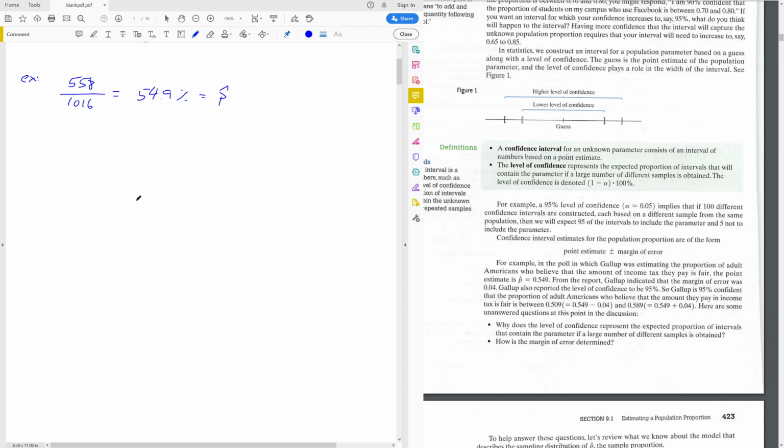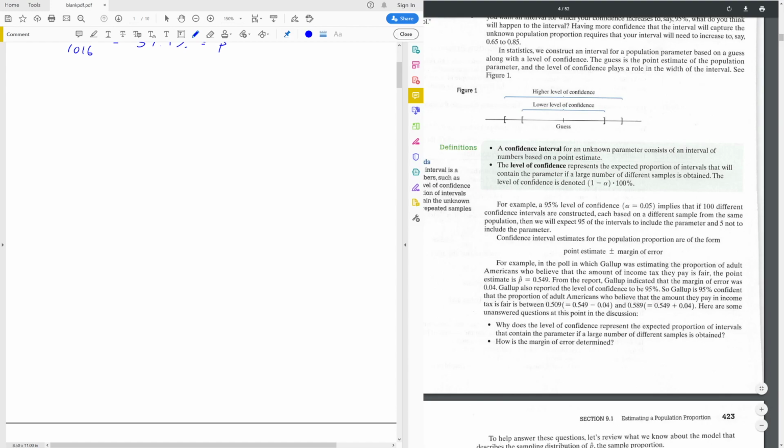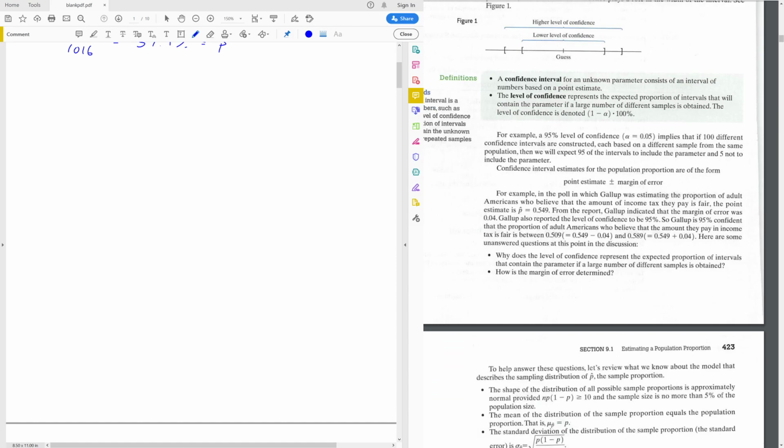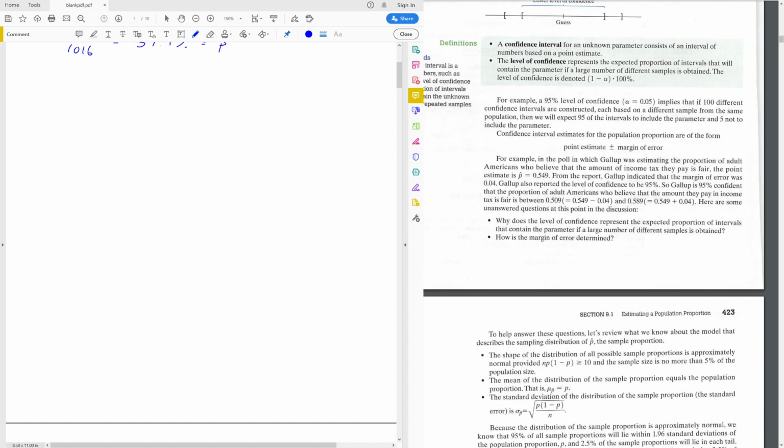What's more helpful is if we actually take this idea of the normal distribution curve and apply it to the population estimate. So here's what we're going to do. First of all, let's take a look at the definitions. A confidence interval for an unknown parameter consists of an interval of numbers based on a point estimate, right? So just like what I said, I'm 100% confident between 0 and 100. But let's say I actually want to come up with one that's reasonable to use.